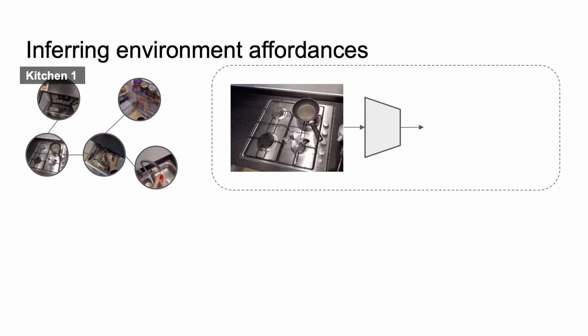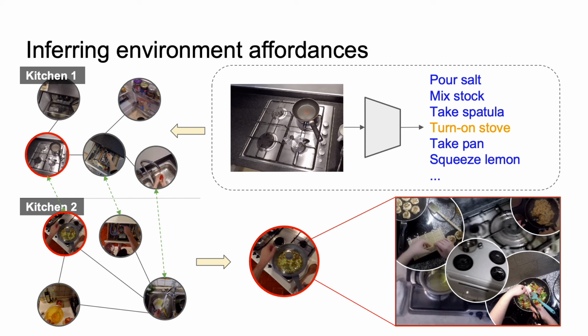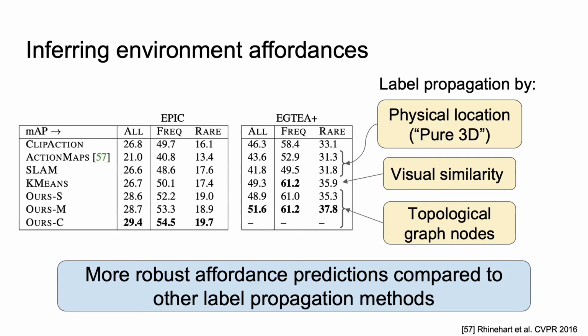To discover these, we first find the node in our topological graph that the frame corresponds to. We link zones across environments that have similar action and object distributions, implying similar functionality. This consolidated zone across environments captures the variety of interactions possible and paints a more complete picture of the frame's affordances. We use this to propagate labels between frames to train an affordance model.